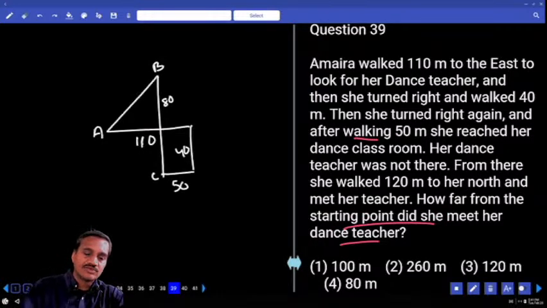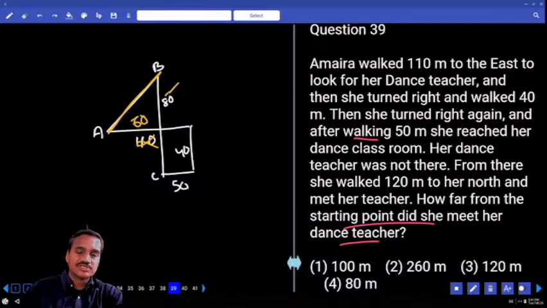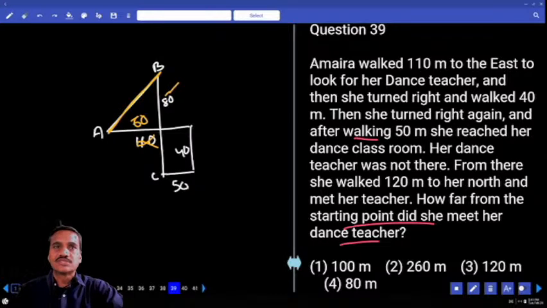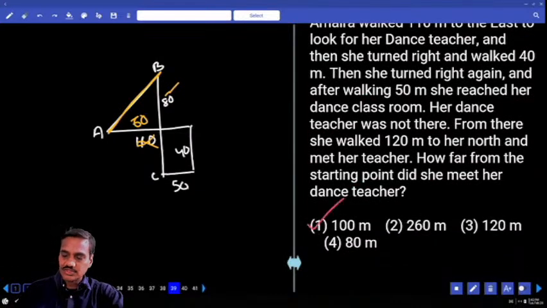Now we need to find out the shortest distance between these. What is the shortest distance here? Out of this 110, 50 already completed, 60. Now out of this 120, 40, and this is 80. 6 square plus 8 square is 10 square, isn't it? Hence 100. 100 is nothing but choice 1. Question number 39, it is choice 1.